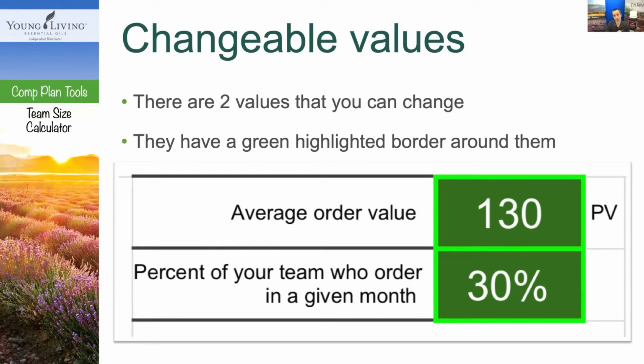The second field there is the percentage of your team who order in a given month. Again, what I'd recommend is have a look at the last 6 months and work out what the percentage was in each of those 6 months, and then take the average of that. In this example, you see I've put 30%. If you're unsure and you can't work it out, just use 30% as a general guide, but it's good for you to work out what percent of your people order in a given month. For example, if you had 100 people in your organization and 30 of them ordered in a month, that would be 30%.